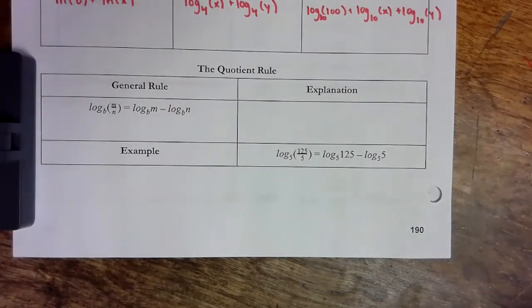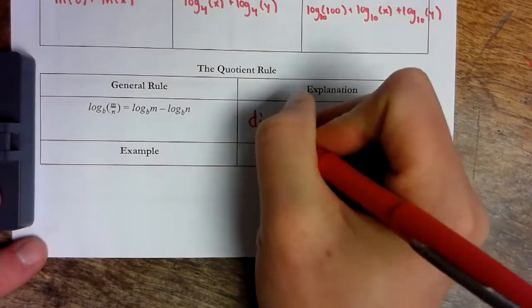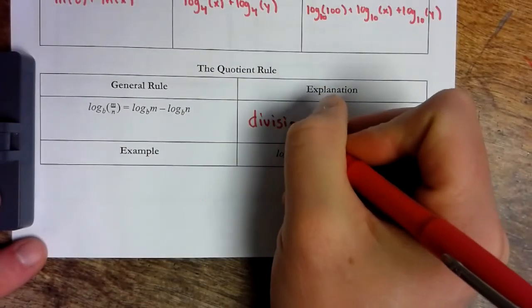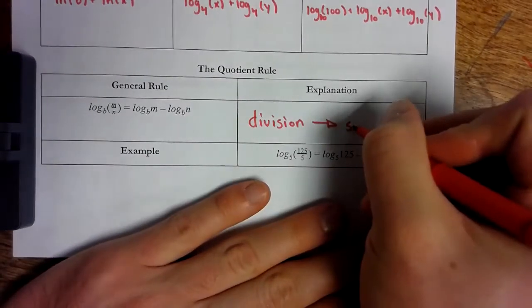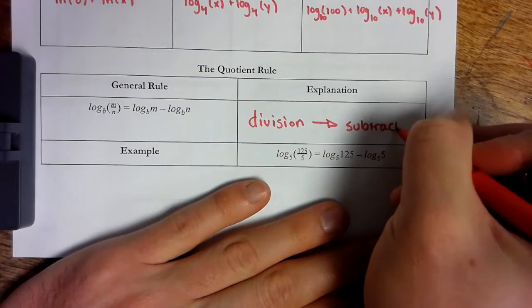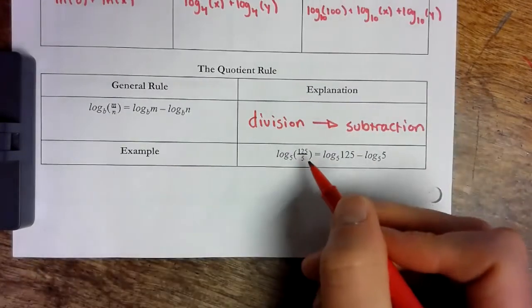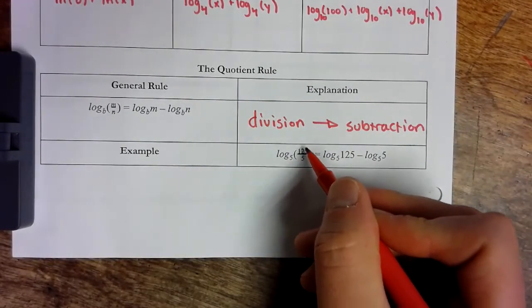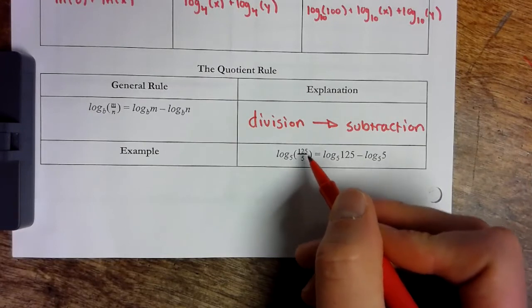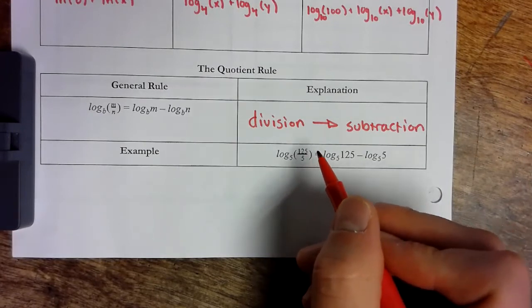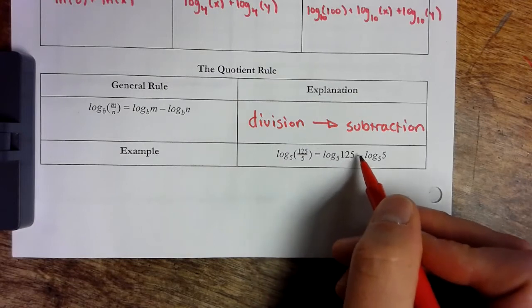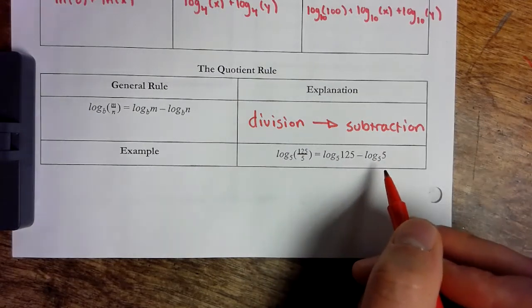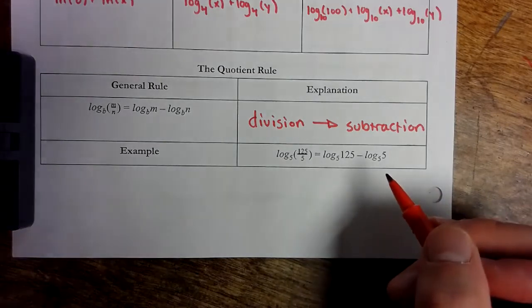So again, my explanation is just simply that division leads to or is friends with division. Ignore my spelling. There's a reason why I'm a math teacher. Division leads to subtraction. So if I have a log base 5 of 125 divided by 5, you might be like, well, can't you just do 125 divided by 5? Of course. But just to show you the property, I could take the numerator, log base 5 of 125, and subtract it from the log of the denominator. So log base 5 of 5.